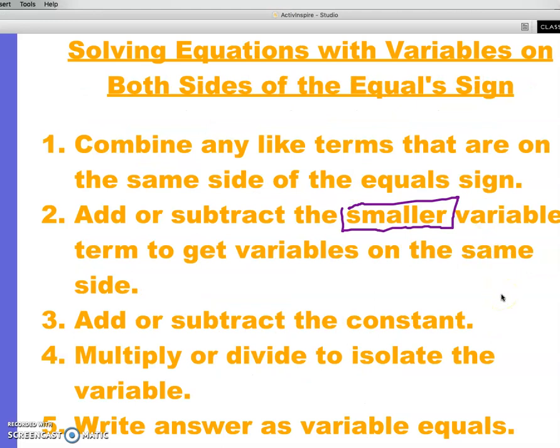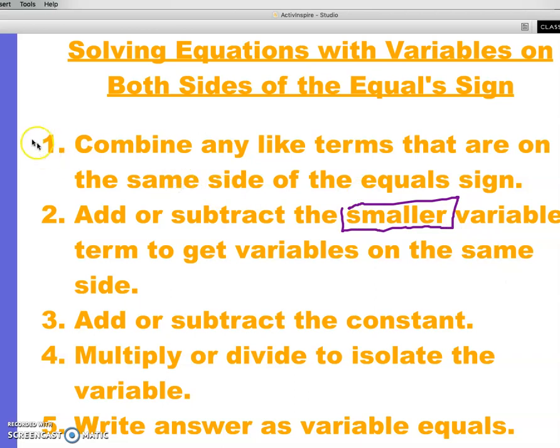Okay, so when we are solving equations with variables on both sides, what are you watching? Then I would get off your iPad. You have both sides of your equal sign. You have a few rules or steps that you need to follow.